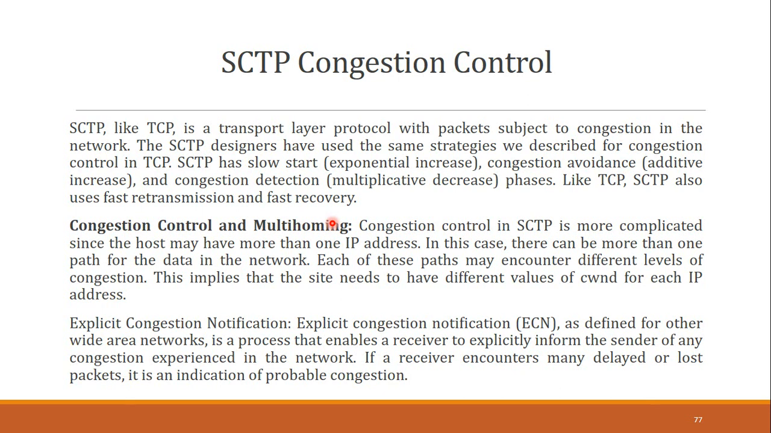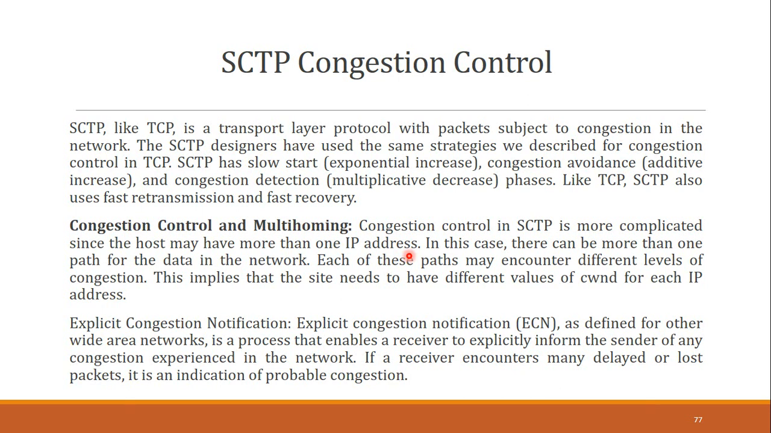Now, congestion control and multi-homing. The congestion control in SCTP is more complicated since the host may have more than one IP address. In this case, there is more than one path for the data in the network. Each of these paths may encounter different levels of congestion. This implies that the sender needs to have different values of congestion window for each IP address.